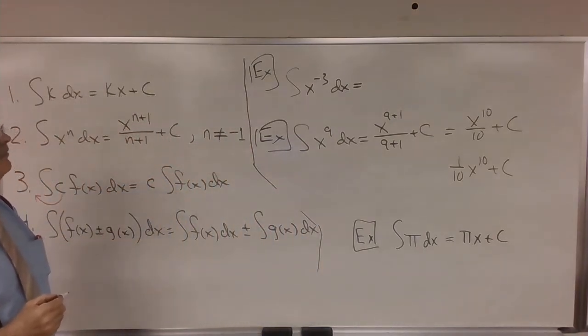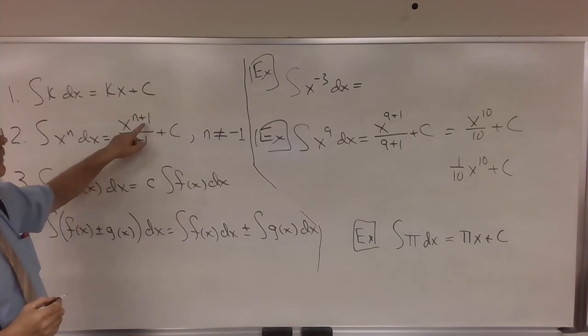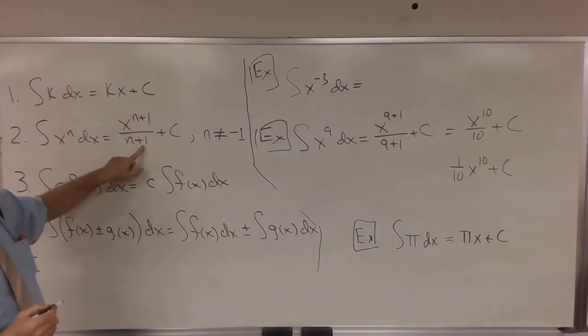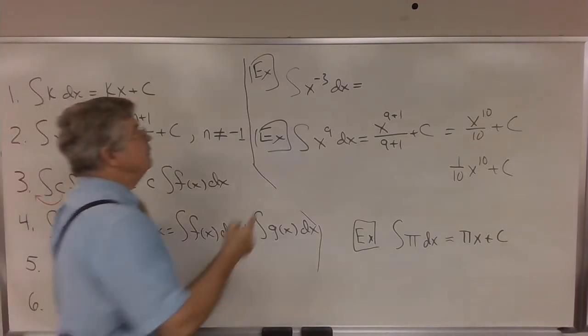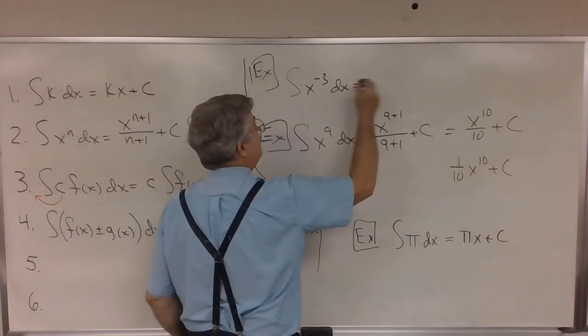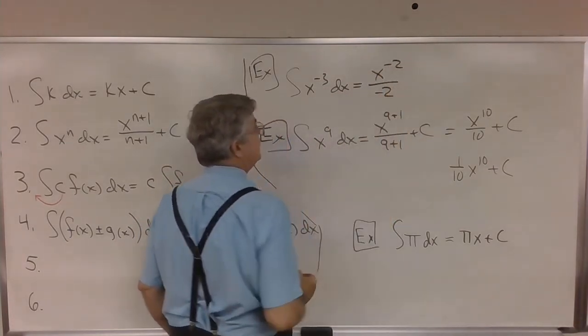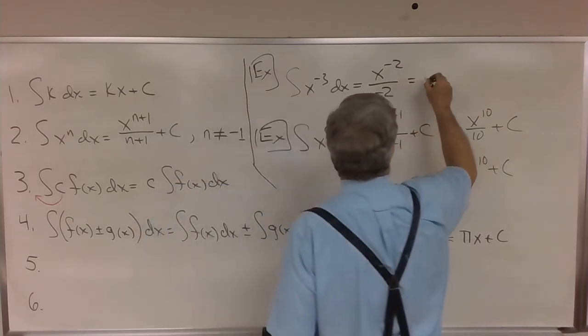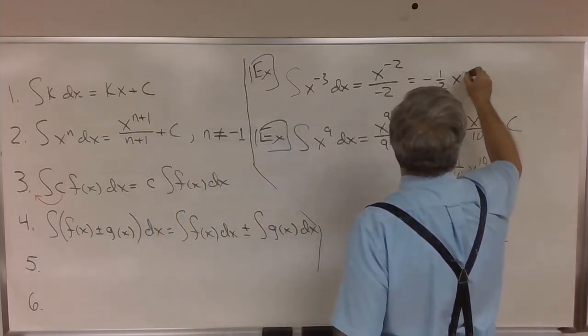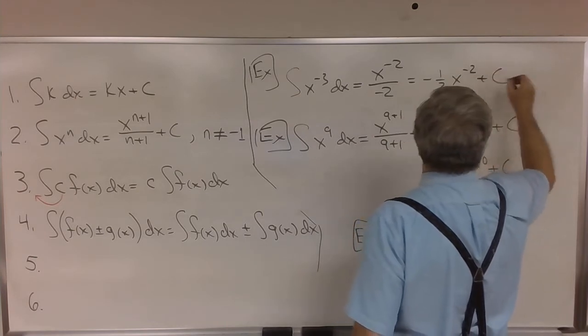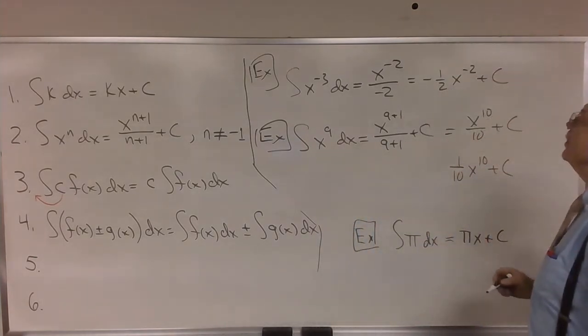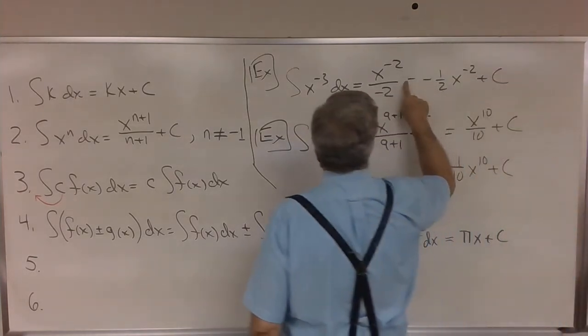Okay, x to a power, add 1 to the exponent, divide by the new exponent. So we add 1 to the exponent, we get x to the negative 2. We divide by the new exponent. Whoops, I forgot my plus c here, didn't I?